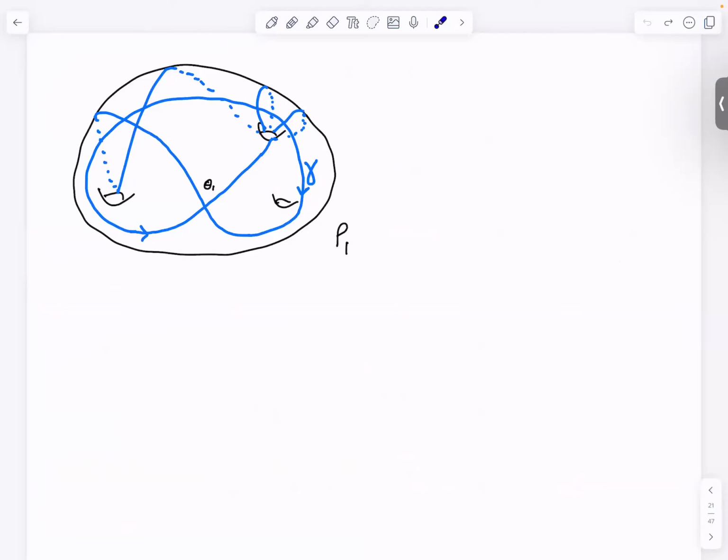So here is a closed geodesic on my surface. It crosses itself, evidently. And I want to try to explain to you why this closed geodesic could not be realizing the extreme, the supremal length ratio. Okay, so we're going to do a little bit of geometry here.